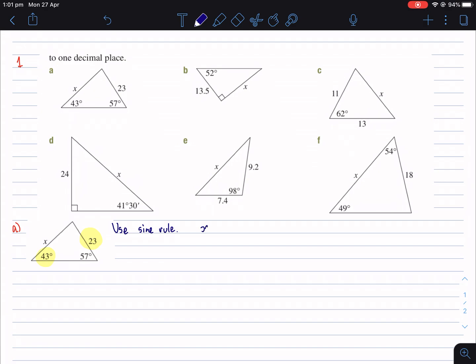So we know x over sine 57 equals 23 over sine 43, and we know how to do this. X equals 23 sine 57 over sine 43. Equals, calculator, 23 sine 57 over sine 43. That gives us 28.3, and they asked us just one decimal place.